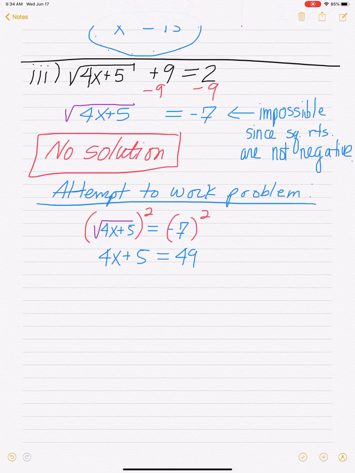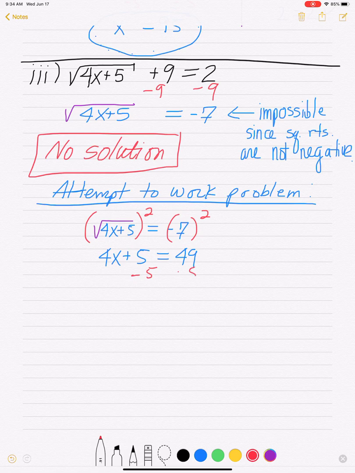And from there, we would subtract 5 from both sides to get rid of the plus 5. And we'd have 4x on the left equals 49 minus 5, which is 44. And then get rid of the multiplication by 4 by dividing both sides by 4. And you'd get x equals 11 as a potential solution, right?